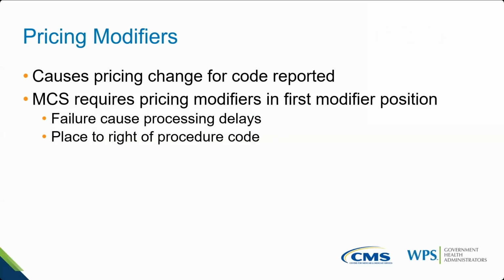Starting with pricing modifiers, those are also called payment impacting or reimbursement modifiers. They cause a direct change in pricing for the code reported. If you have more than one category that's applicable for a procedure, make sure your pricing modifier is in that first modifier field to ensure proper payment. You don't want to take a chance with getting an incorrect payment or not payment at all because your pricing modifier was not in that first position. So it does take precedence over informational or other modifiers. So that's a good thing to keep in mind.